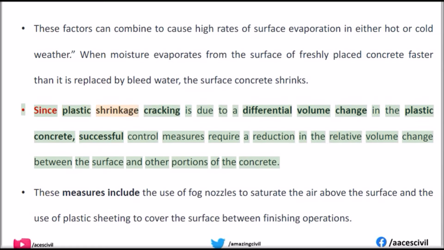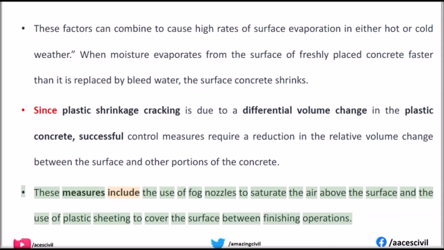Since plastic shrinkage cracking is due to a differential volume change in the plastic concrete, successful control measures require a reduction in the relative volume change between the surface and other portions of the concrete. These measures include the use of fog nozzles to saturate the air above the surface and the use of plastic sheeting to cover the surface between finishing operations.